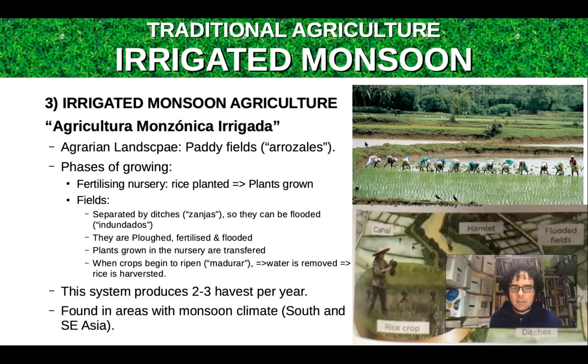Okay? This system produces 2 or 3 harvests per year and is found in areas with monsoon climate, practically in South and Southeast Asia.